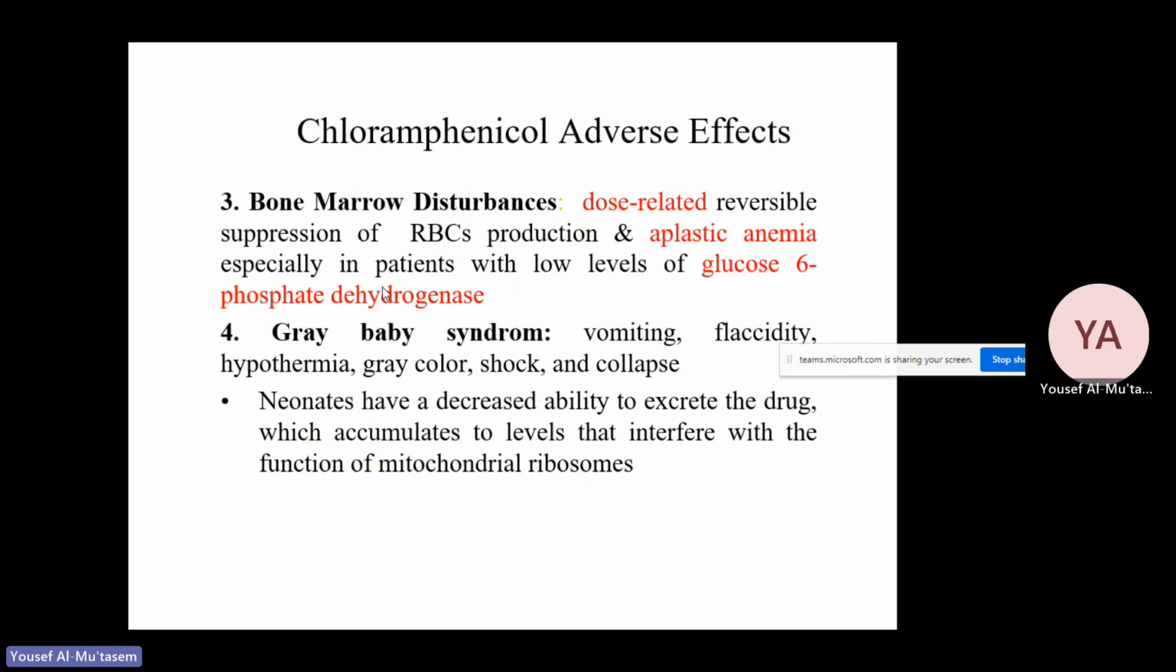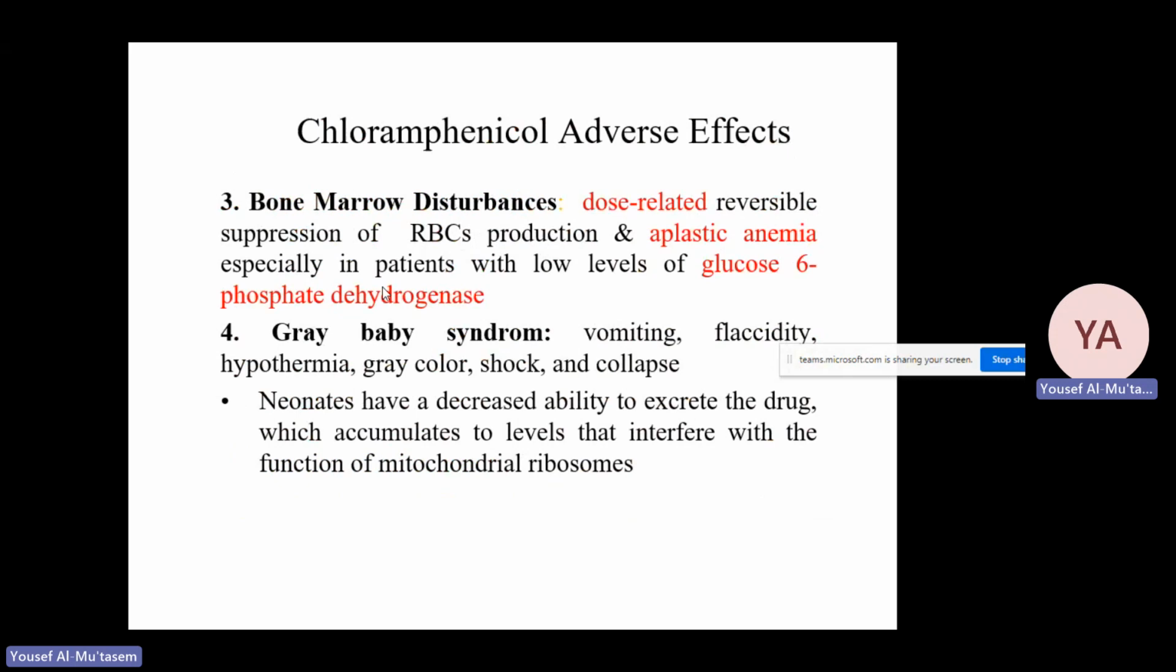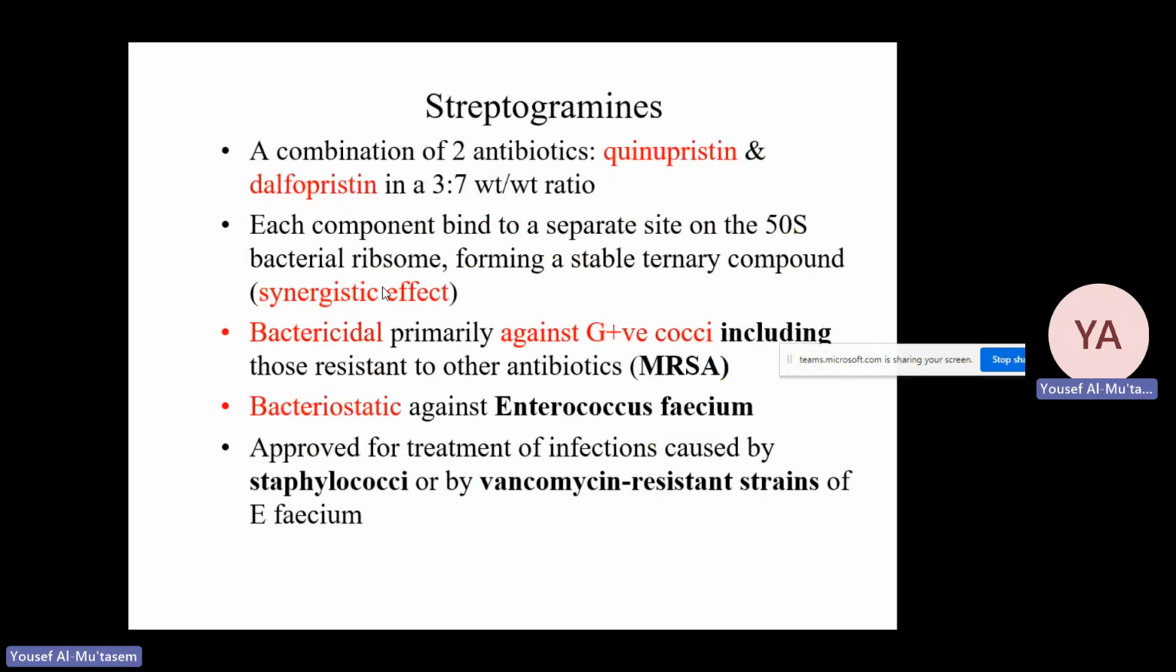and leads to gray baby syndrome. Also, in certain individuals who have a glucose-6-phosphate dehydrogenase deficiency, it can cause aplastic anemia, and this happens in a dose-related reversible suppression of RBC production, leading to aplastic anemia. So aplastic anemia is one of the side effects of chloramphenicol, side by side with the gray baby syndrome, the GI side effects, and the overgrowth of Candida in the mouth or in the vagina.